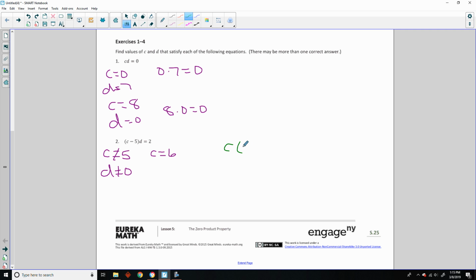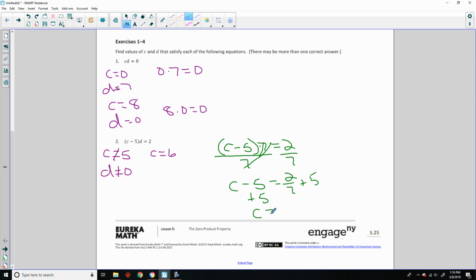So if I have C minus 5 times 7 equals 2, then I have to find the value of C that makes this true. This is multiplication, so I remember my order of operations in reverse, because we're doing the inverse across an equal sign. I would divide both sides by 7, and then I would get these to cancel, and I get C minus 5 equals 2 over 7. I'd add 5 to both sides.